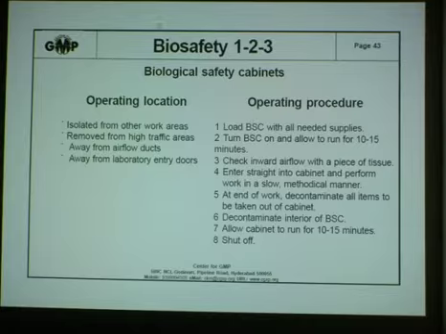And the operating procedure is: load the biosafety cabinet with all needed supplies, turn the biosafety cabinet on and allow it to run for 10 to 15 minutes. Check the inward airflow with a piece of tissue. Enter straight into the cabinet and perform work in a slow, methodical manner. At end of work, decontaminate all items to be taken out of the cabinet. Decontaminate the interior of biosafety cabinet. Allow the cabinet to run for 10 to 15 minutes and then shut off.